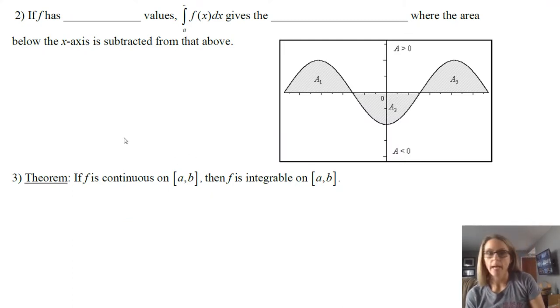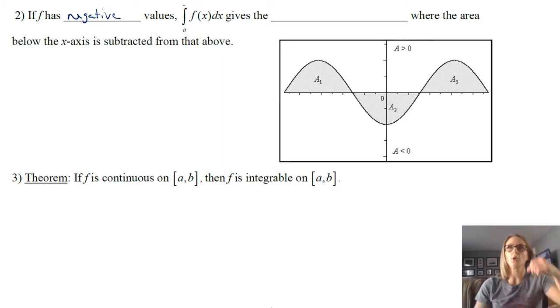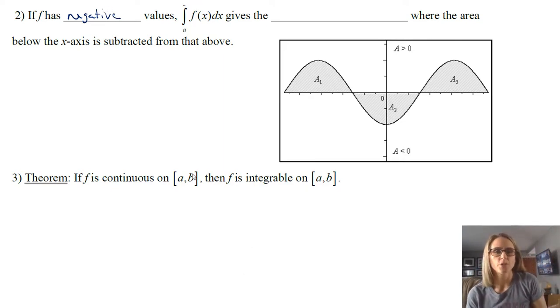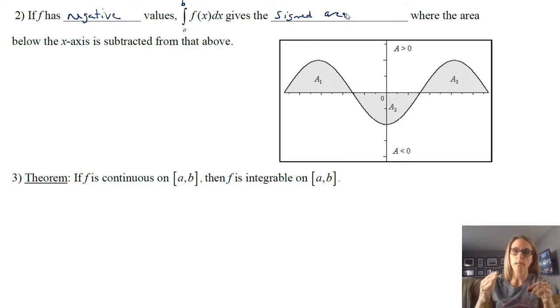Now, if f has negative values, so sometimes it's not these perfect functions that always sit above the x-axis. So if f has negative values, what this gives you, and it looks like I cut it off just a little bit, sorry about that, gives you what's called the signed area. And that means it's going to take the area above the x-axis and that's going to be positive. The area below the x-axis is going to be negative when you integrate it all at once. And so you're going to get the signed area because it's not total area. It's the area with the negative area subtracted.